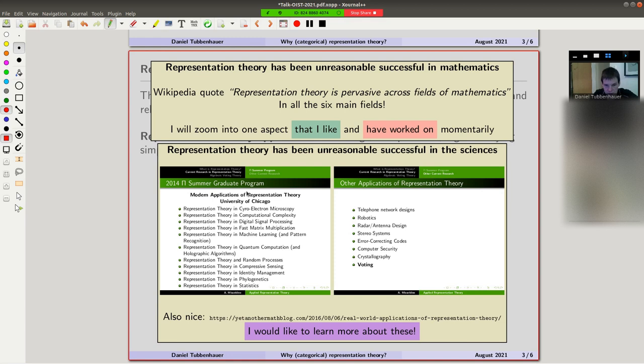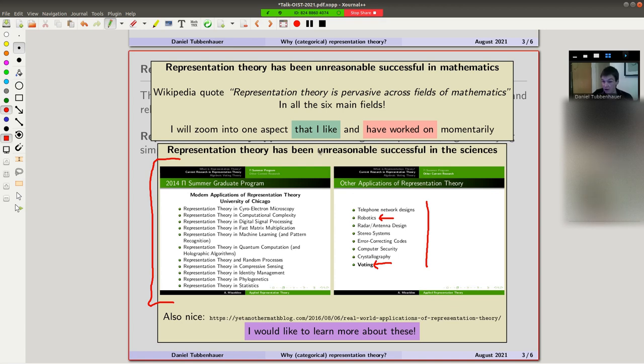So I just stole those slides from a talk by someone in 2014 at the University of Chicago, and they list this huge list of applications of representation theory, some of which I have heard of, like robotics, some of which I have never heard of, like voting, and actually these are very nice slides. So if you Google applied representation theory, you will find those slides, and those slides discuss representation theory in voting. A lot of things for me to improve on, like really getting more out of my research, like applying representation theory to error correcting codes, whatever.